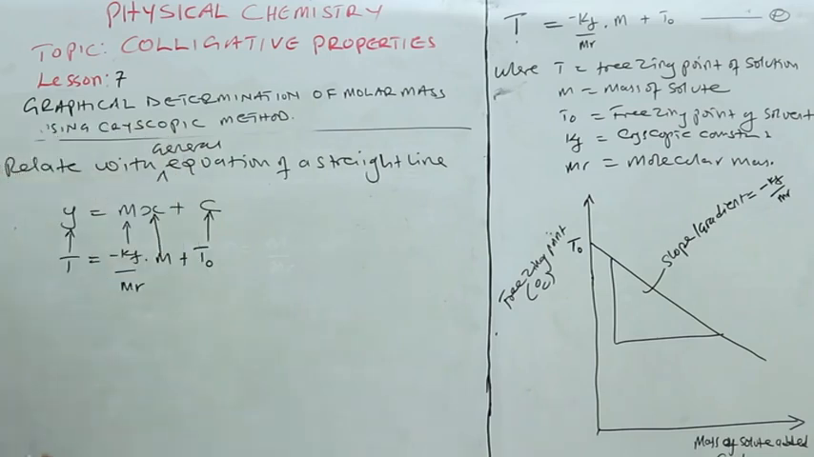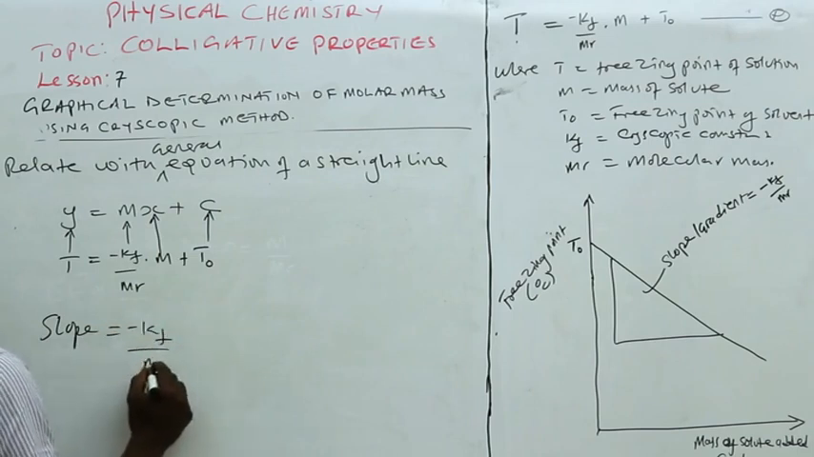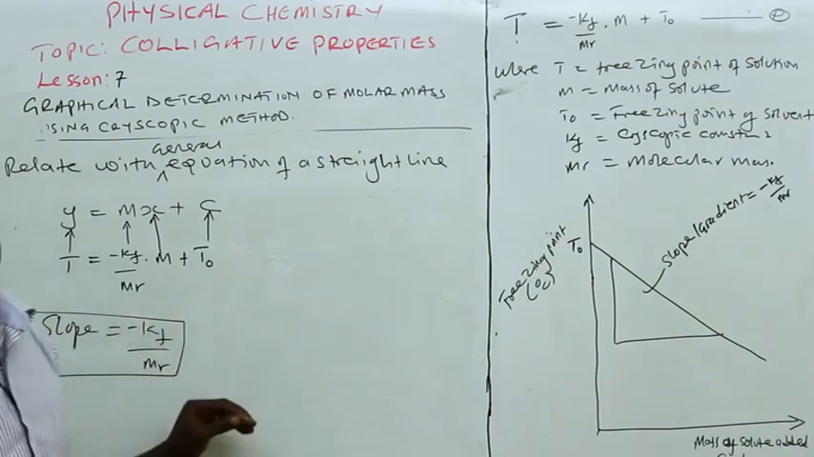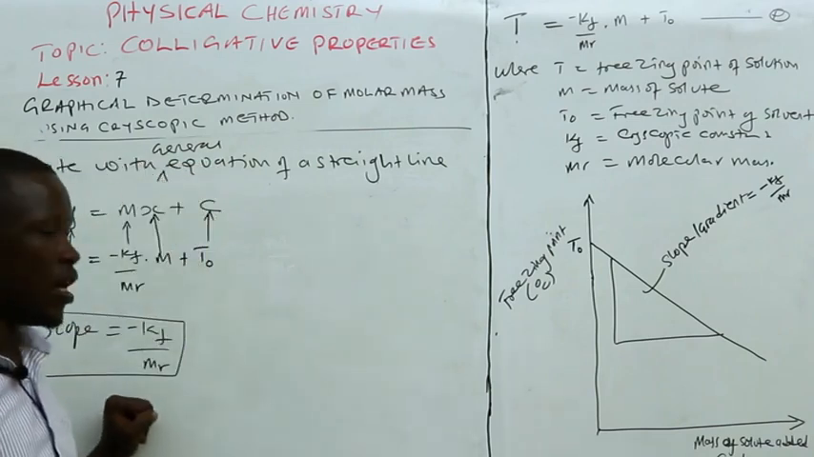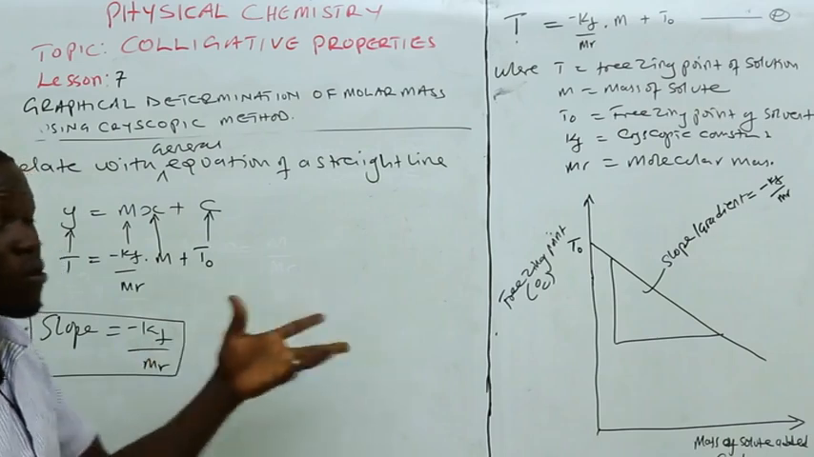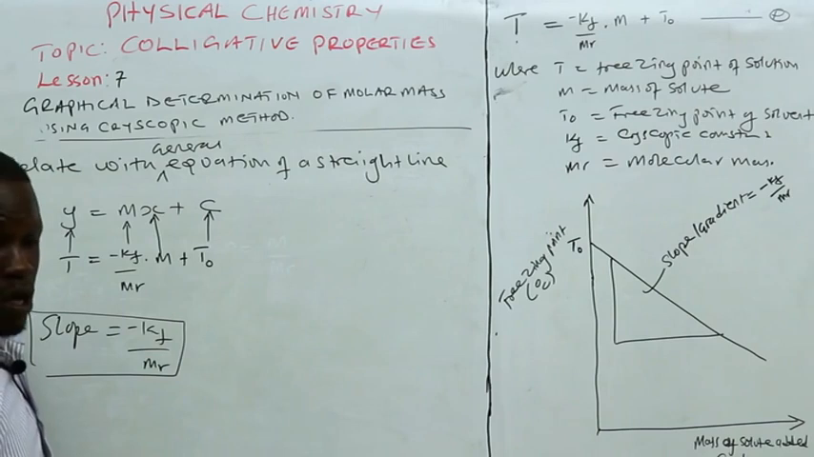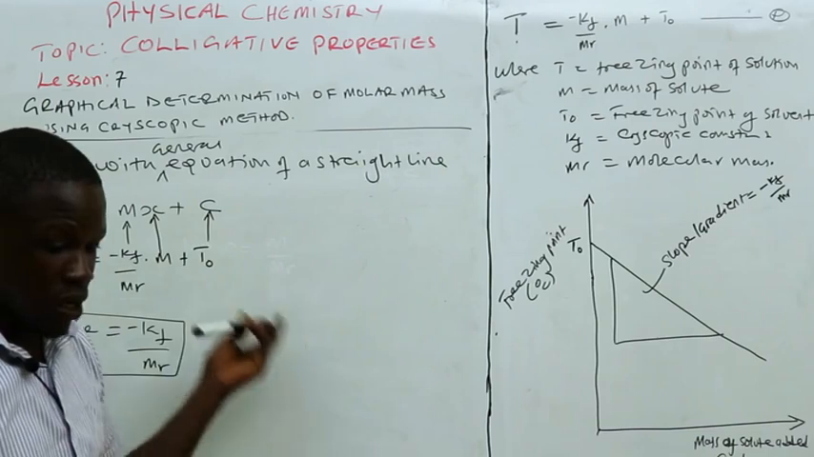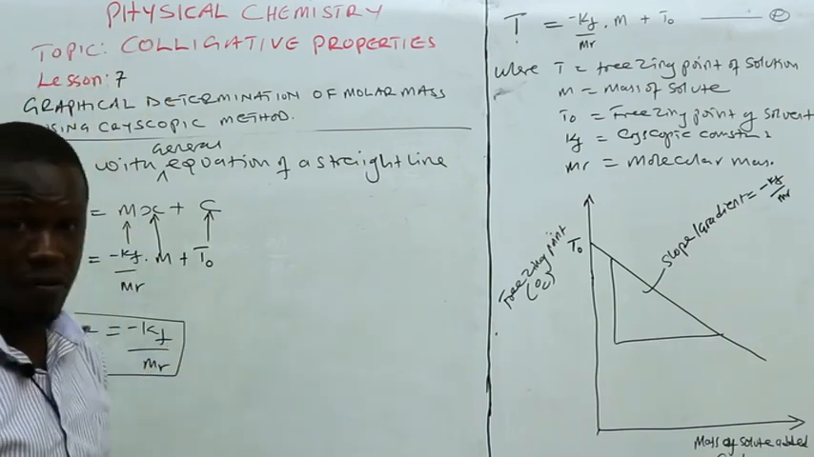All of them will come from the fact that slope is equal to negative Kf over molecular mass. So any of the two here could be used to determine whatever will be missing, because on your graph you will always be able to determine slope. So molecular mass could be as simple as the first one we looked at in lesson 6, but could as well go to graphical values.